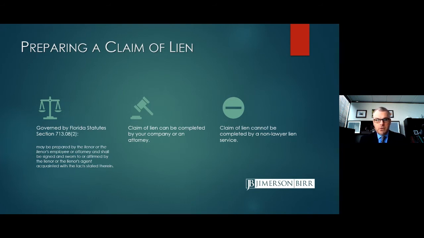So make sure that the person preparing it is authorized to do it, and certainly a lienor's employee or an attorney of the lienor are authorized to prepare the claim of lien. Typically, lawyers don't want to prepare the claim of lien because they're probably going to be representing that particular party in a lawsuit, and as I said earlier, the signatory to the lien is going to probably be a witness in the case, so you don't want your lawyer being a witness in the case.